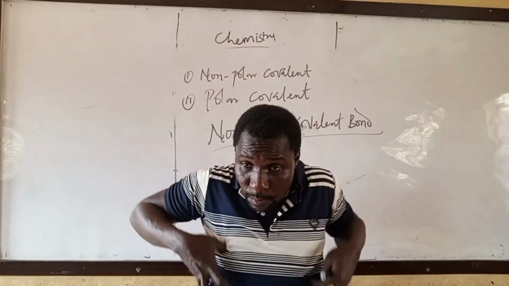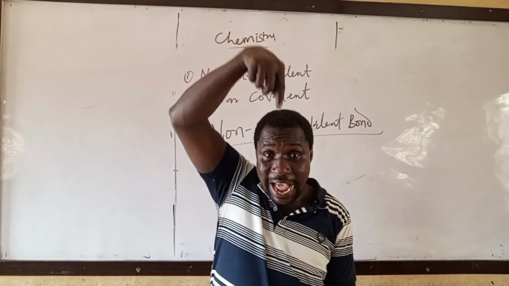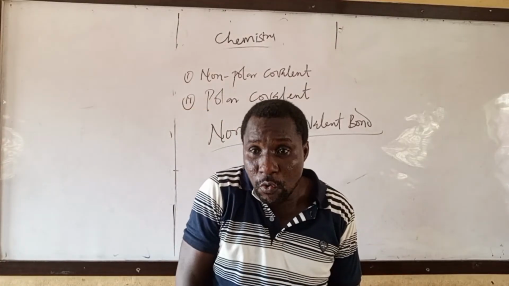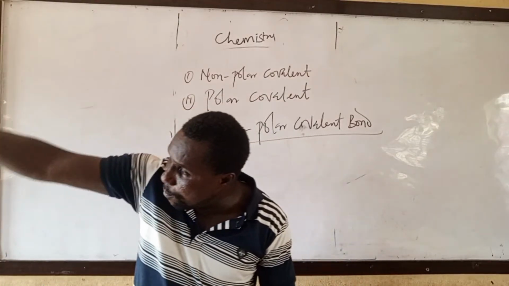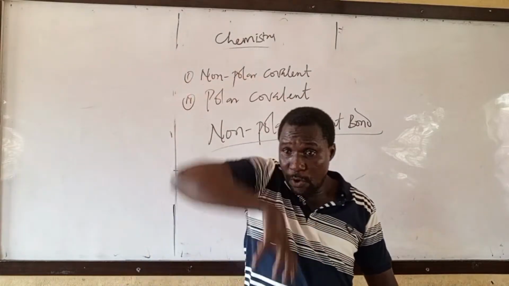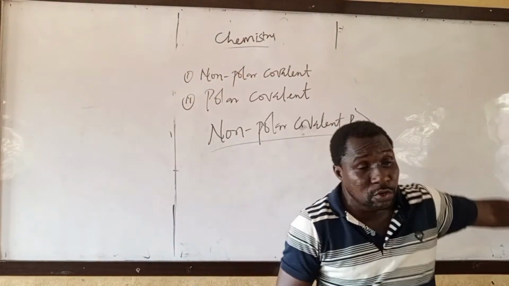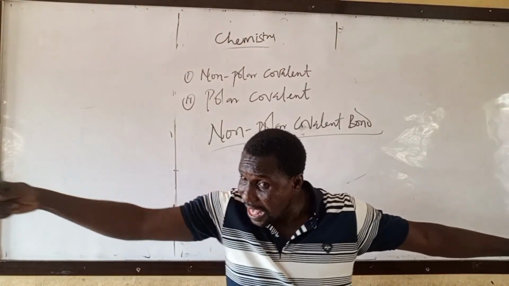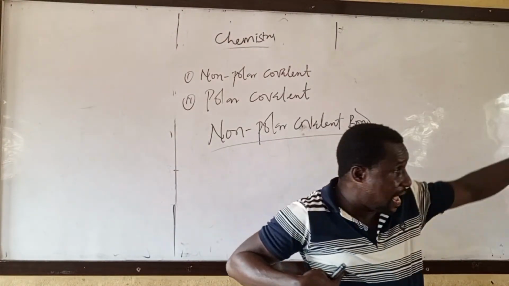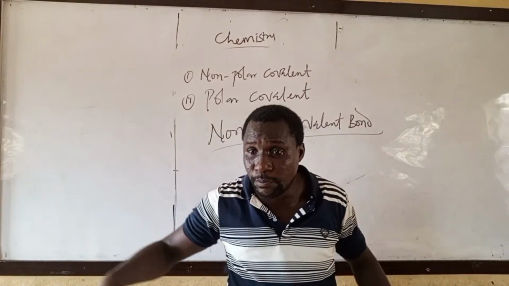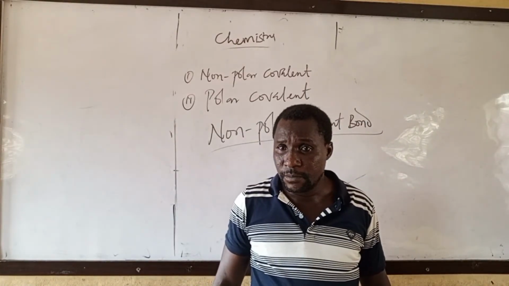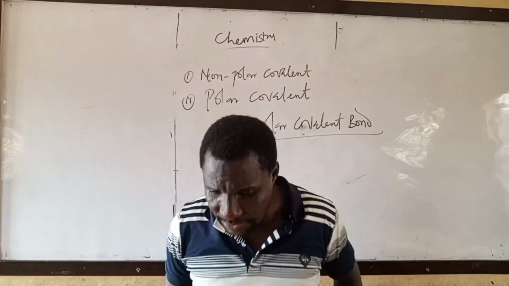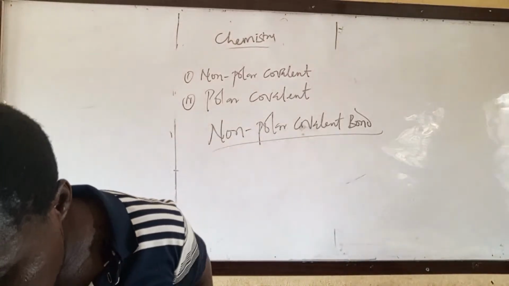But when you have just one molecule of water, the bond that occurs in it is covalent bond. But when you have one molecule of water here, another there, and another there, the bond that occurs between them is the hydrogen bond. Do you understand? Take note.